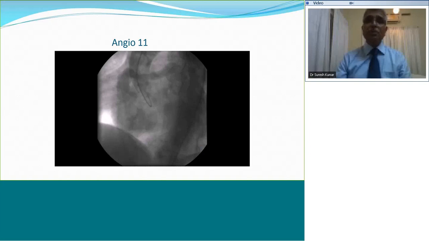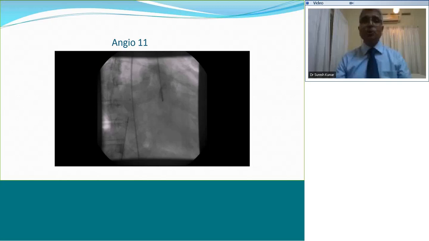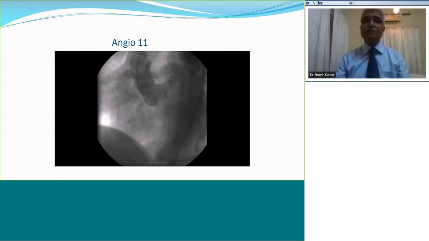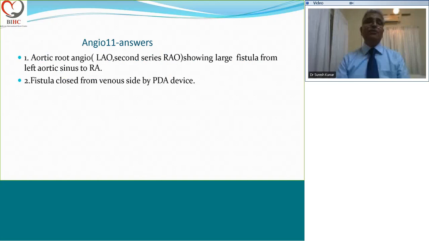This is not an uncommon situation. Coronary artery fistula, at any age you would see, from the infant to the very old. This lady had a dramatic improvement with the fistula closure. Okay, so you can read the answer. This is an aortic root angio showing the large fistula from the left sinus to RA. It's closed from the venous side by a PDA device. Okay.